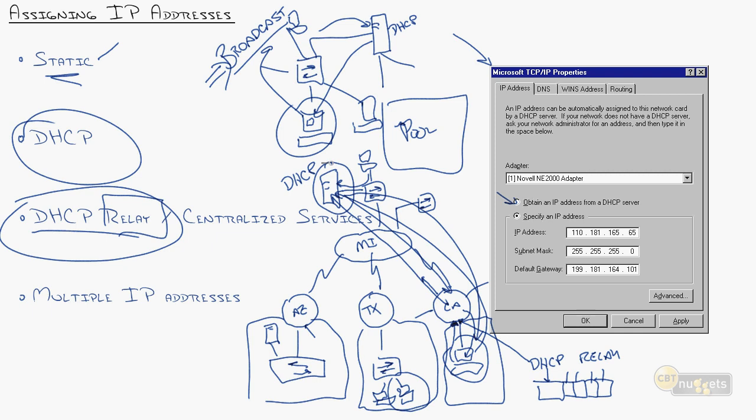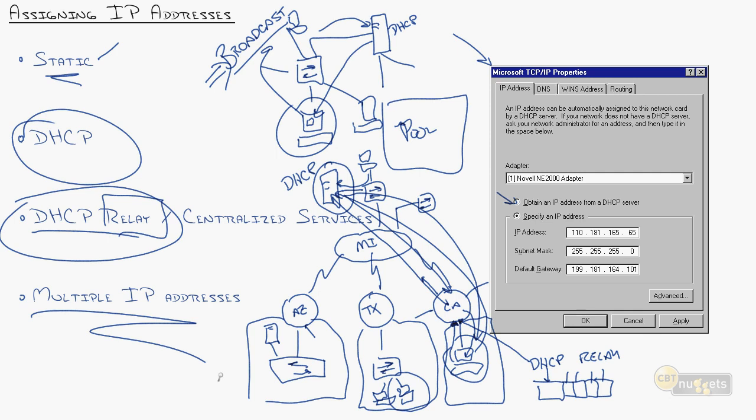So that is one example of DHCP relay, but once we explore different technologies, especially VLANs, I'm going to show you, man, there's so much more that DHCP relay can be used for on that side of things. So that is another way that somebody could get an IP address. Last one is multiple IP addresses.